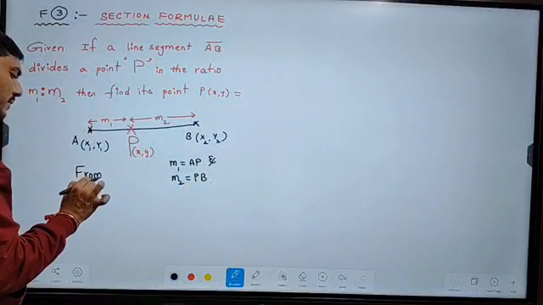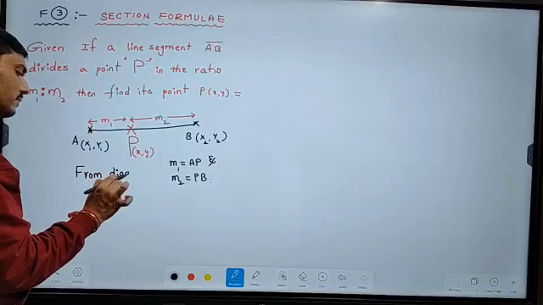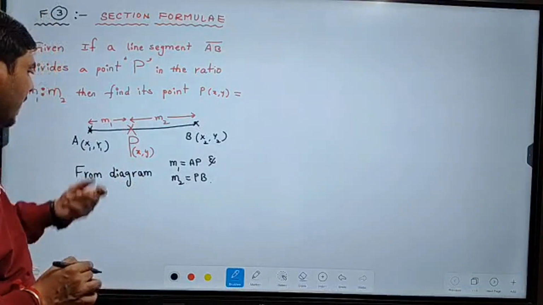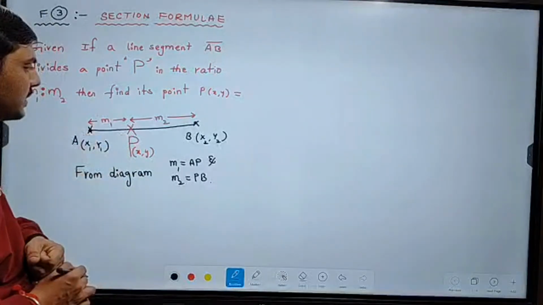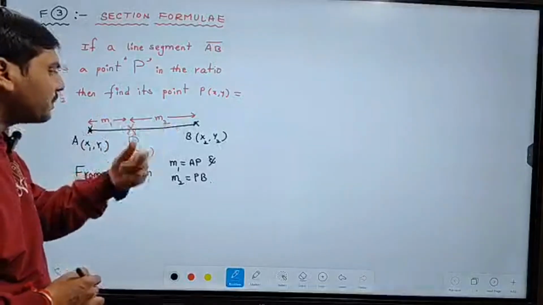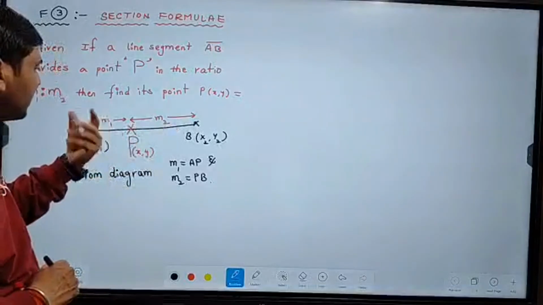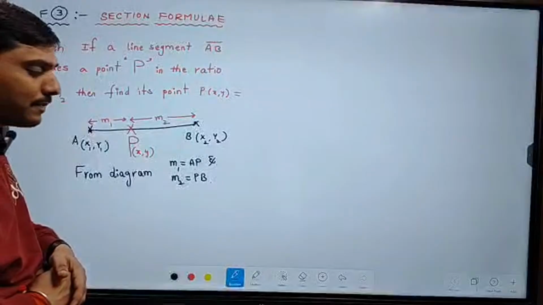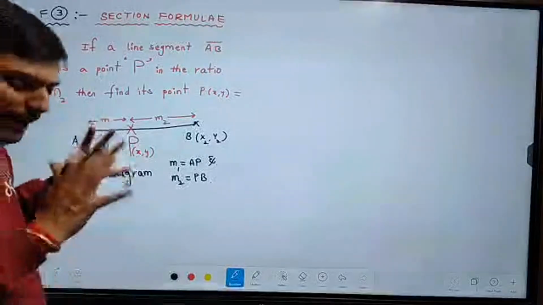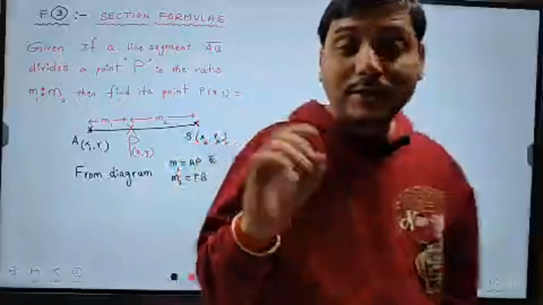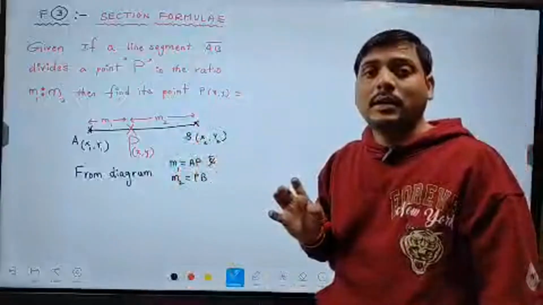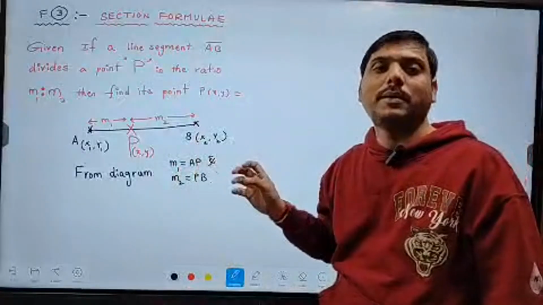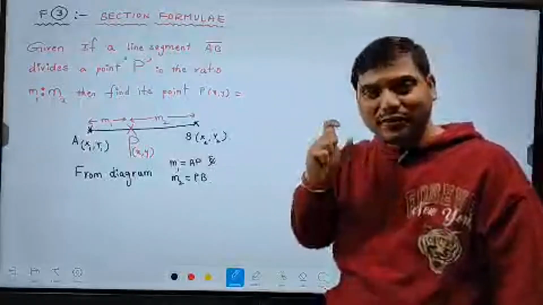Are you understood, students? From the diagram, what is m1 and what is m2? m1 is the distance between the points A and P. m2 is the distance between the points P and B. AP line segment length m1, PB line segment length m2. It's clear, students? But I want point P. How to find point P? This concept is very easy and this type of problem is repeated many times, depending on this formula, the section formula. What does the section formula say?